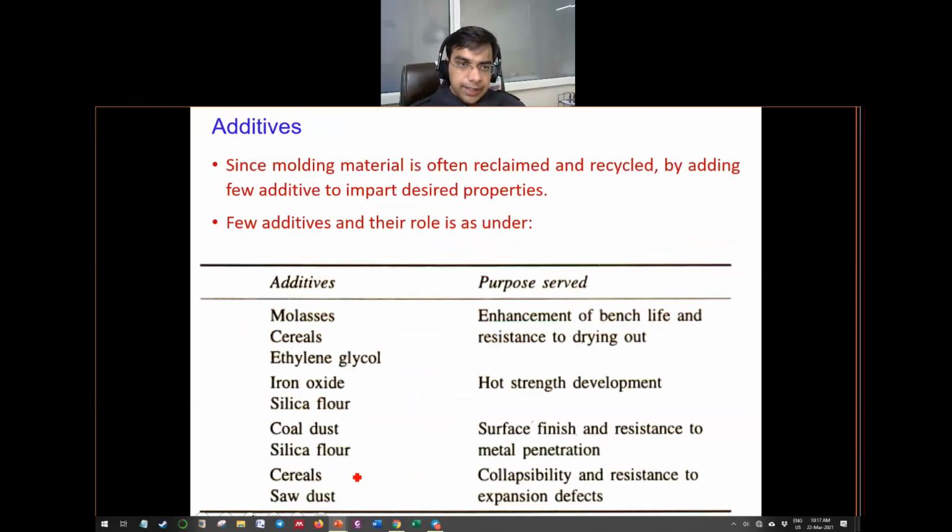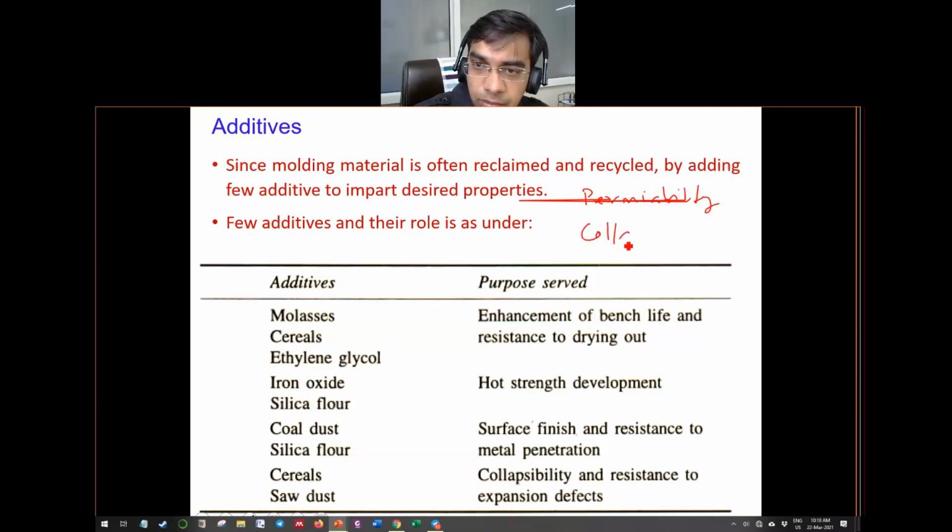Then we have additives. I have been discussing these additives are very, very important to provide permeability and collapsibility. Just to give you a recap, this is giving two properties: permeability and collapsibility. So collapsibility and permeability is basically provided by these additives which are organic based, as they burn off very quickly when they come in contact with the molten metal.